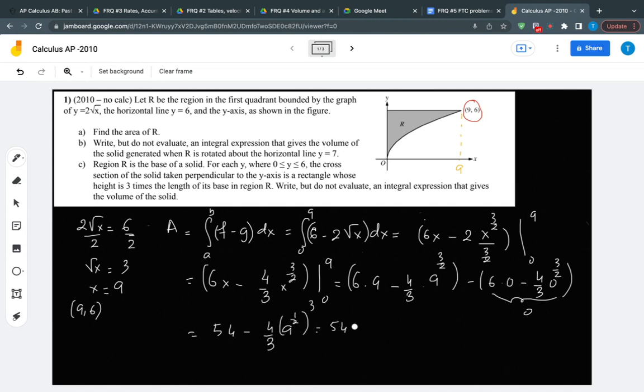Then you have 54 minus 4 over 3, and 9 to the 1 half is 3, to the third power. Then you cancel: 3 to the third and 3 to the first power leaves 3 to the second power. Then 54 minus 4 times 9, which is 36, and the answer is 18. So that's the area of R. Okay? So let's go to the next one.